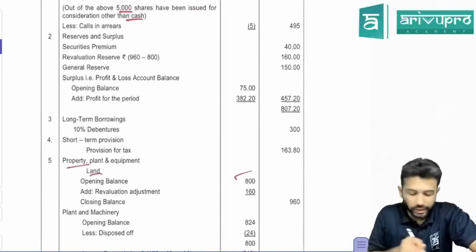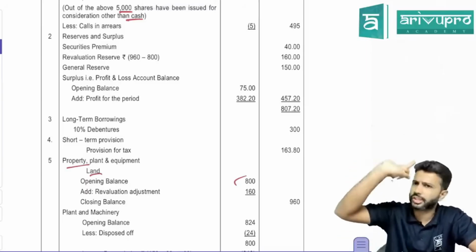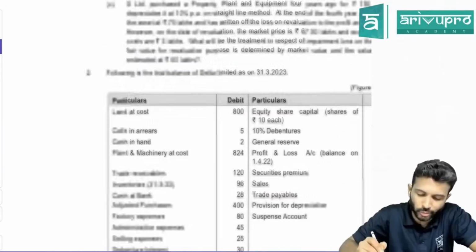Land's value is how much? 800. Don't worry about other adjustments. As and when we see, we'll take them up. Later, we'll worry about the other adjustments. Yes. Okay. Next is what, sir?